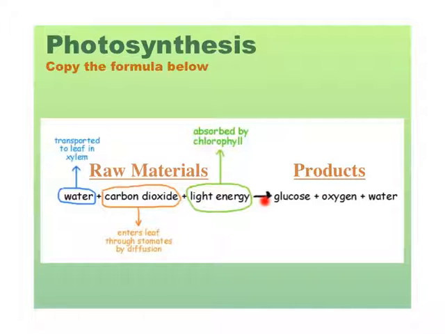So here's our arrow that tells us that a chemical reaction is happening. Everything to the left of the arrow is a raw material. Everything to the right of the arrow is a product. Please copy this chemical formula into your notes.